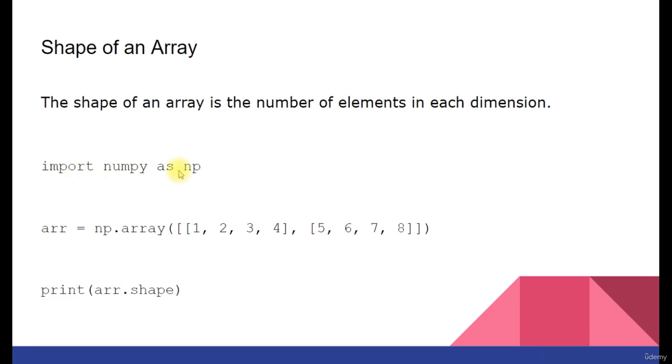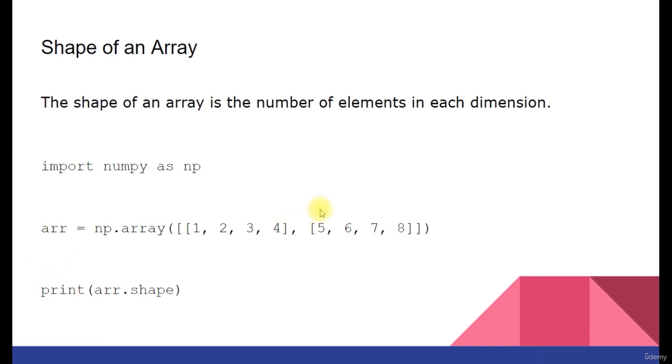So import numpy as np, we are making one array. This is a 2D array. So 1, 2, 3, 4 and 5, 6, 7, 8. Now if you see, this is a two-dimensional array, and if you run this code, you will get the answer as 2, 4 because it has 2 dimensions and 4 elements are present in each dimension. So this is the shape for this particular array.